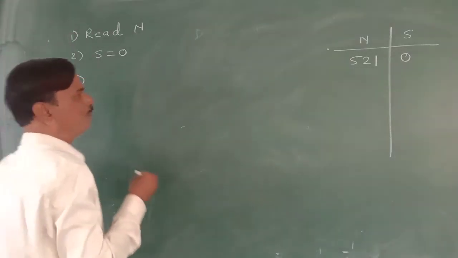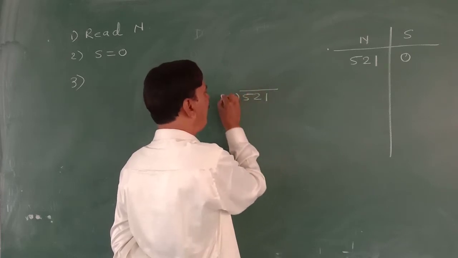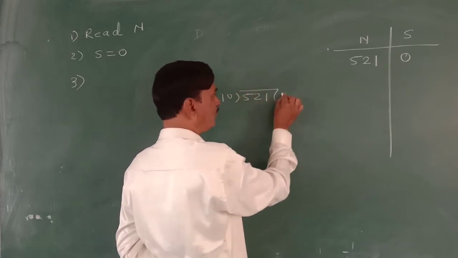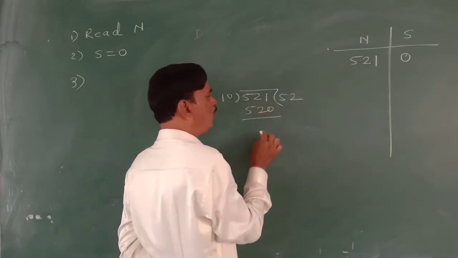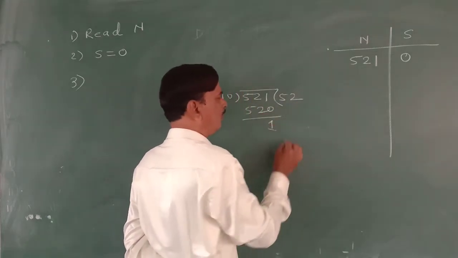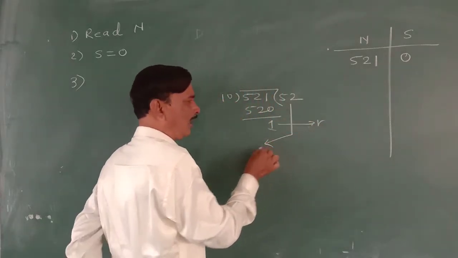Third. Now what will we do? 251 if divided by 10, what will happen? Quotient will be 25, product will be 250, 251 minus 250, remainder will be 1. You see the remainder. Now make the quotient as new dividend.